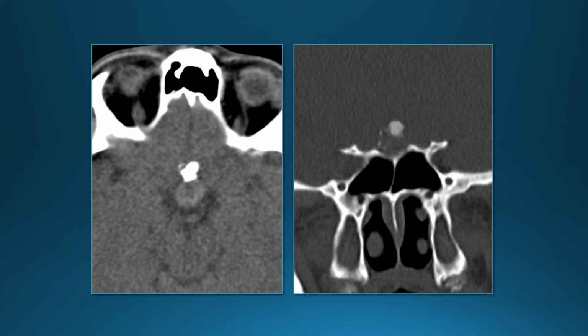CT can sometimes be helpful because most of these have calcification. So this one, we can see the calcification here on the CT. So sometimes that can help differentiate it from a pituitary adenoma, since adenomas do not commonly have calcification. But the most helpful thing, of course, is that the pituitary adenomas will expand the sella, whereas a craniopharyngioma generally will not, because it starts in the suprasellar region.